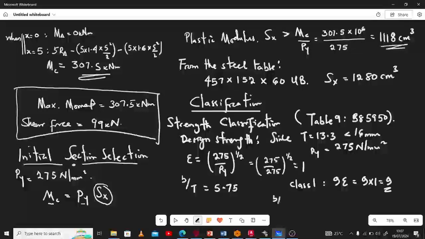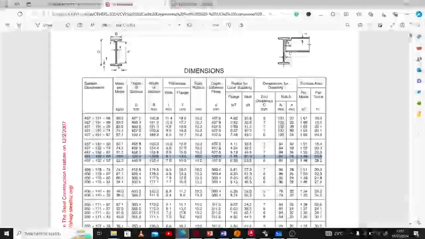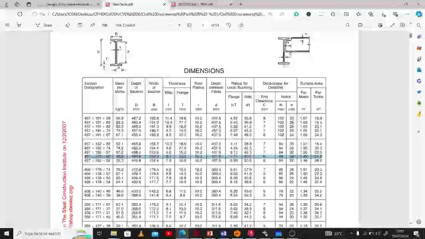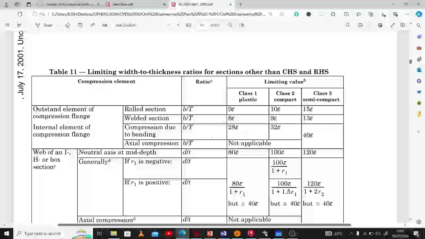Now B over T from what we have just done is less than 9. Therefore, the flange is what? The flange is plastic, class 1 plastic at that. And that's what we have right here. So we have class 1 plastic for the flange.